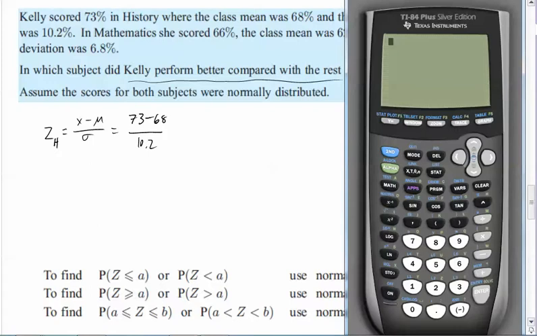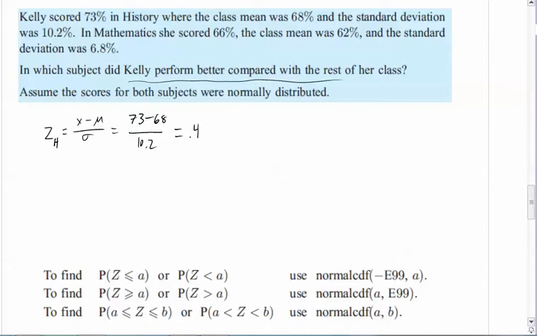So I'll pull out my handy-dandy calculator, and we'll go 73 minus 68, and then we'll divide by 10.2. Okay, there we go, 0.49. So my z-score is 0.49.